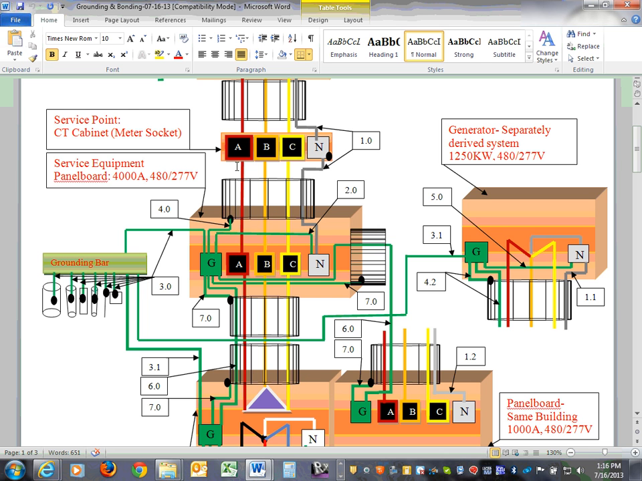Then you brought, again, the 4-wire system. You guys deal with CT cabinets all the time. The reason why we use them is what?